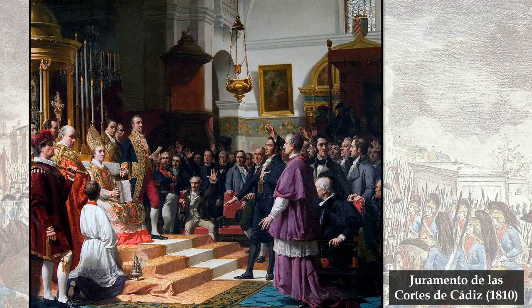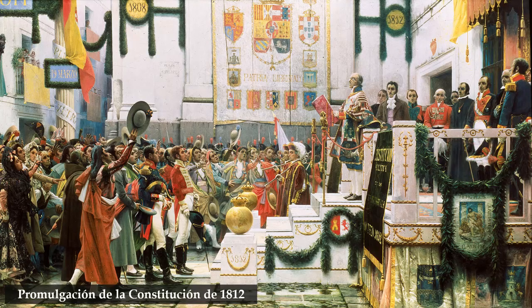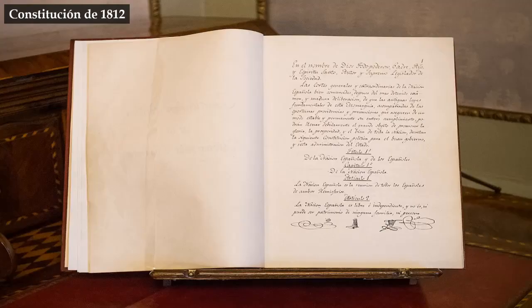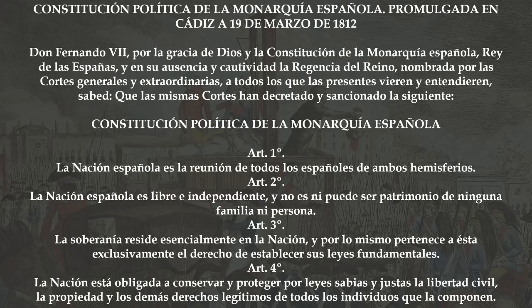They were elected by universal male suffrage, and they were controlled by the liberals. The liberals set new laws, such as press freedom, and they abolished the guilds, but not the Inquisition. But the most important thing was the promulgation of the Constitution of 1812, La Pepa, which is the first one in Spain. They recognize individual rights, equality before the law, national sovereignty and separation of powers. So this constitution ended with absolutism in Spain.